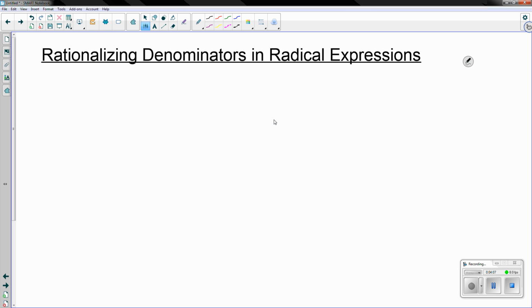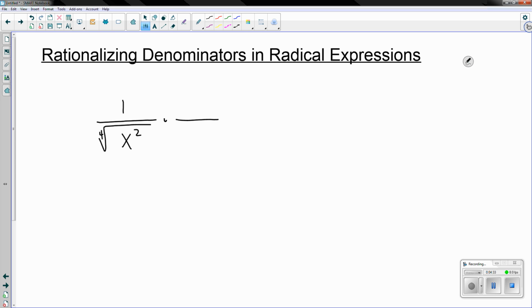Let's take a look at a variable example. Let's say that we have x over the 4th root of x squared. Okay. So we identify a radical in the denominator. Actually, instead of x up top, I'm just going to put in the number 1.